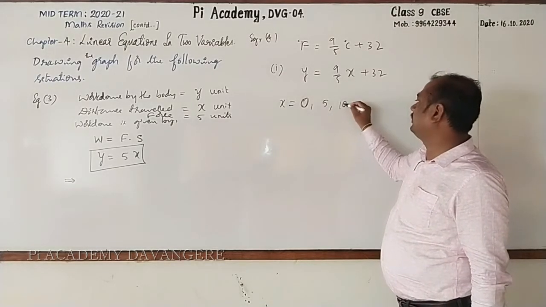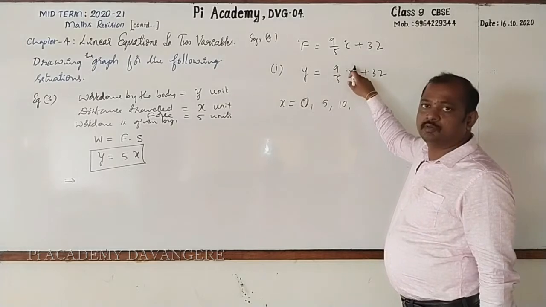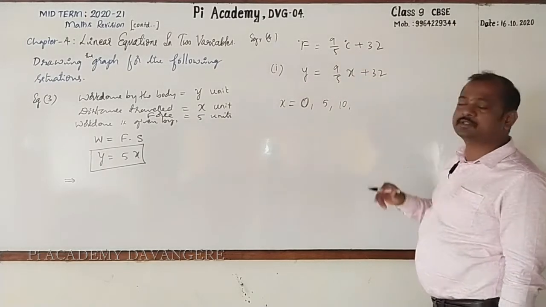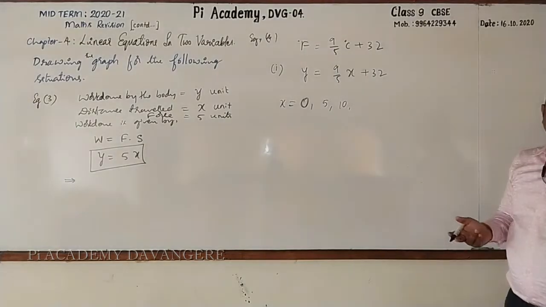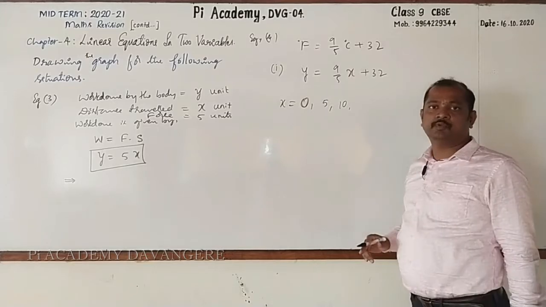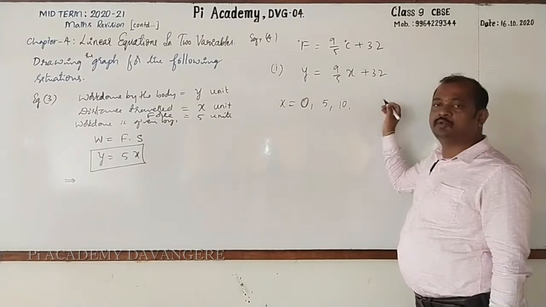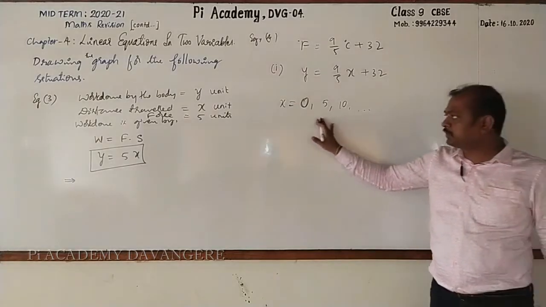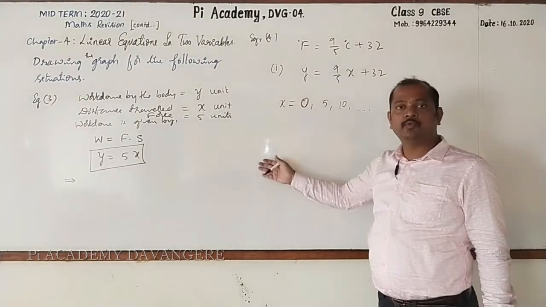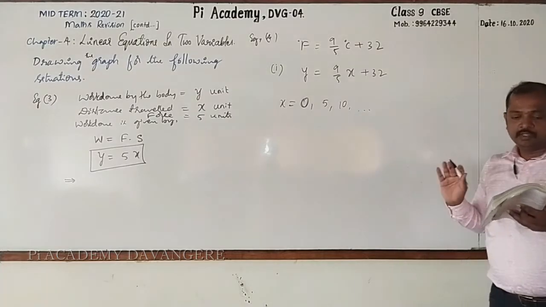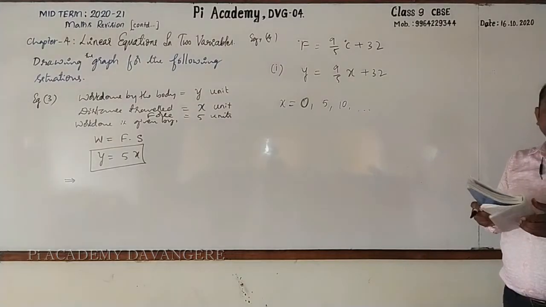Next, take 10. Then 5 ones are 5, 5 twos are... 9 twos are 18. 18 plus 32, it is 50. Clear now? So when x is 10, y is 50. Like that you may take 15, 20 and so on. Any 3 points are enough. Then after finding the coordinate points, go for drawing the graph. Followed? Okay. These are some important statements.